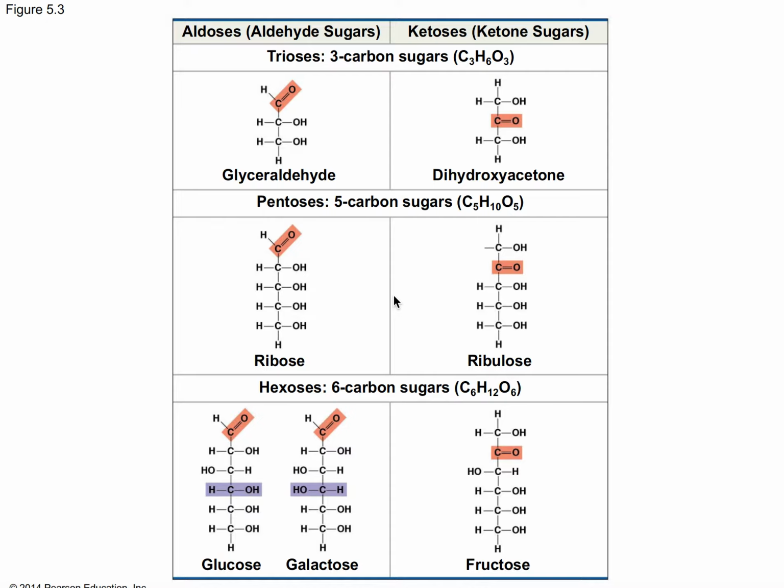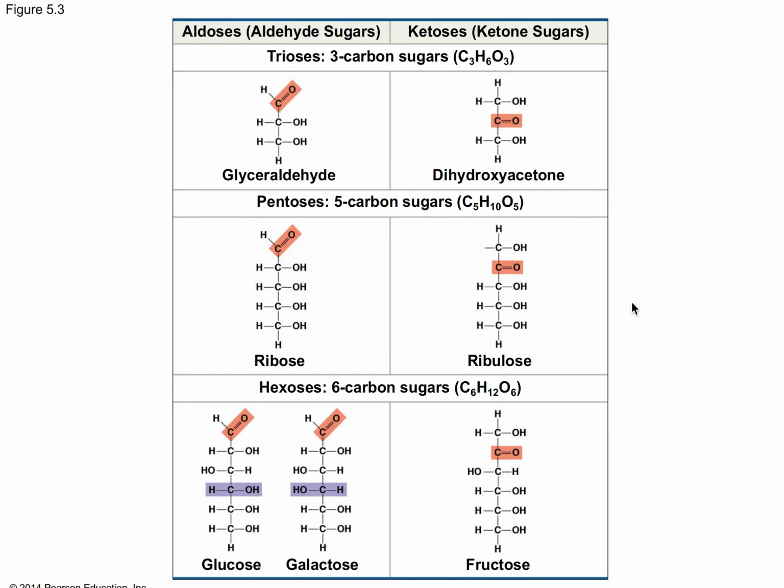And glyceraldehyde, since it's an aldehyde, on the left has the C double bond O at the end of the molecule. On the right, our C double bond O is in the center, and that makes it a ketone. Dihydroxyacetone is a fancy name for fingernail polish remover.